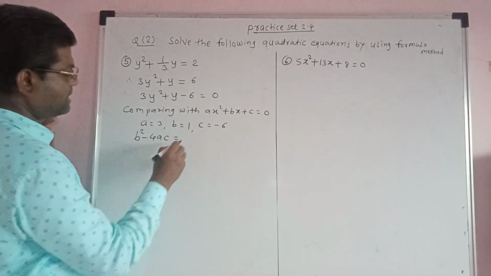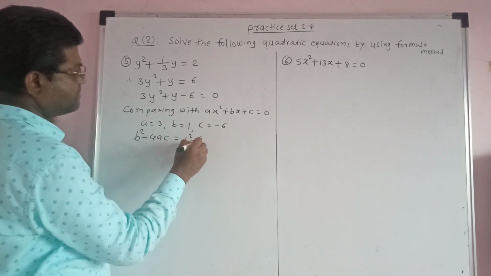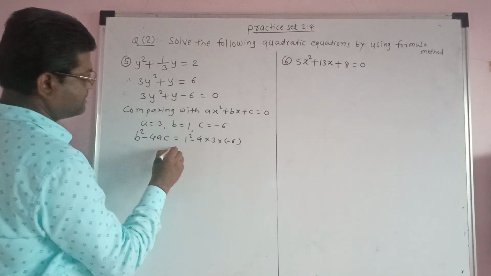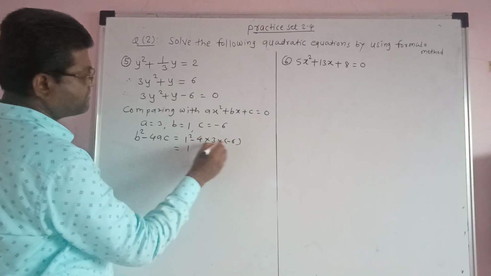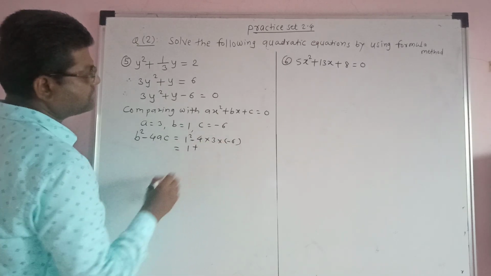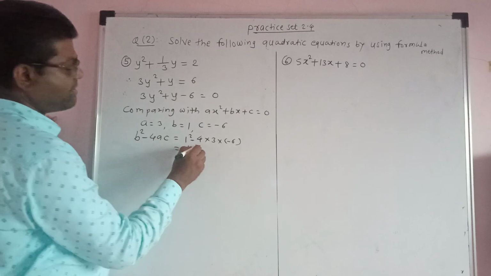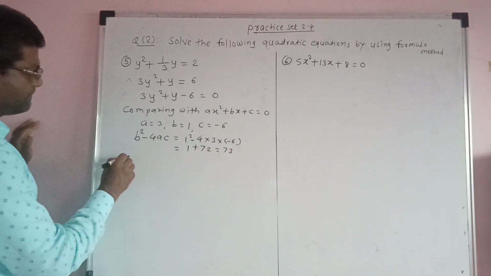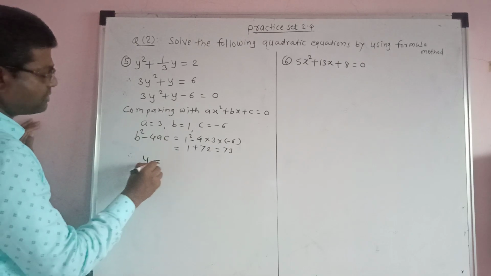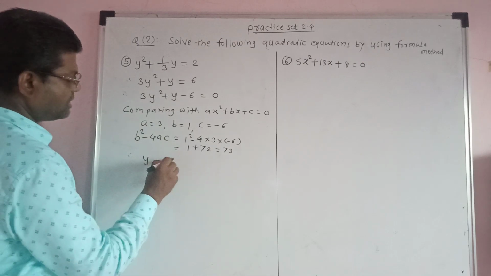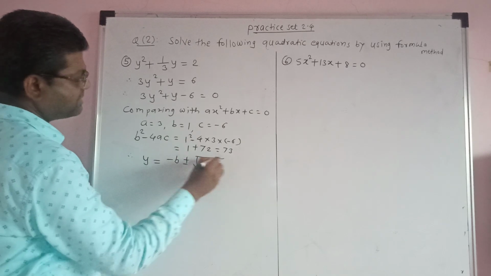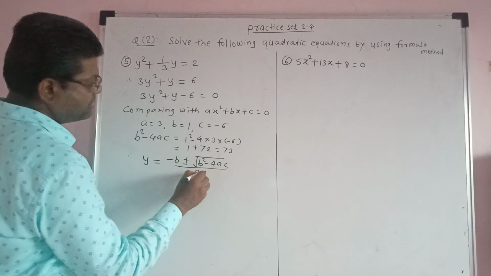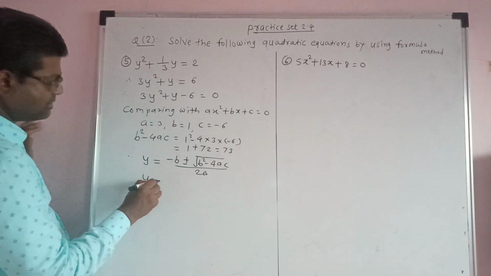b square minus 4ac is equal to 1 square minus 4 into 3 into minus 6, is equal to 1 plus 4 into 3 is 12, 12 into 6 is 72. 1 plus 72 is 73. Now the formula for finding the solution is x is equal to minus b plus minus square root of b square minus 4ac upon 2a. Substitute the values.